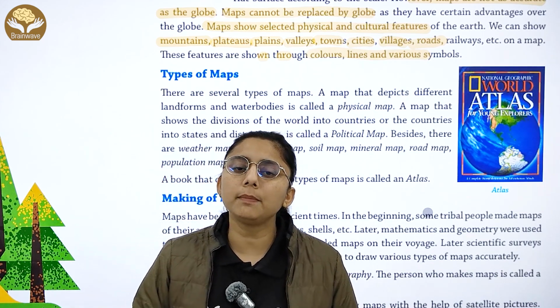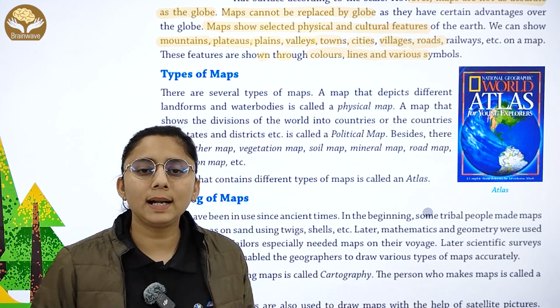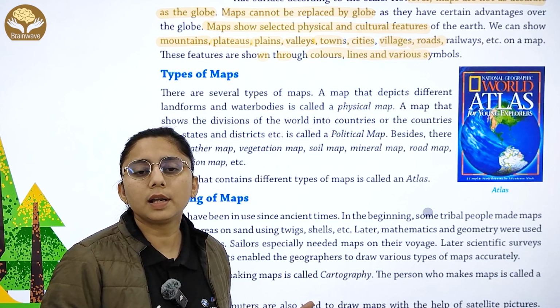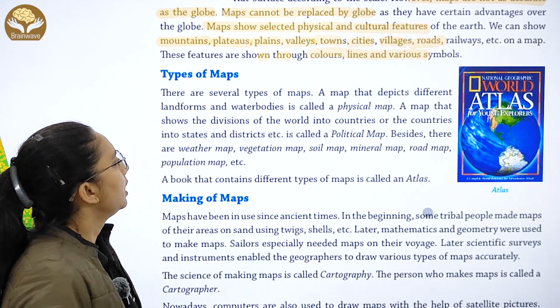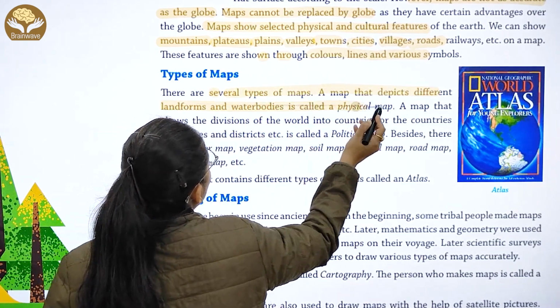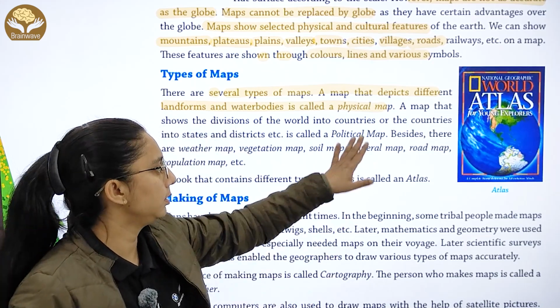Let's talk about the thematic map. Thematic maps are the maps which show the industries, wildlife and different things, like industrial areas, automobile industries, different sectors. Now there are several types of maps. A map that depicts different landforms and water bodies, what is it called? It is called a physical map.